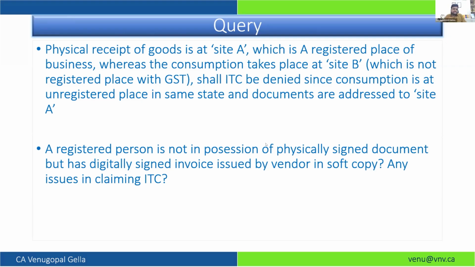Okay, coming to the queries: here a recipient has received the goods at site A, which is the registered place, but the consumption takes place at site B. Whether ITC can be taken on this or not. We'll explain this with a small example. A, who is the registered person, has purchased an air conditioner. He mentioned the office address in the billing address, but it was delivered to his residence. In his registration, his residence is not added as an additional place of business. Whether he can avail the ITC or not.